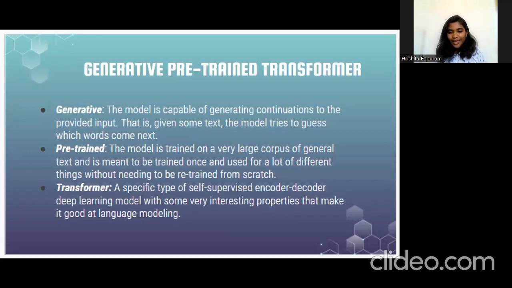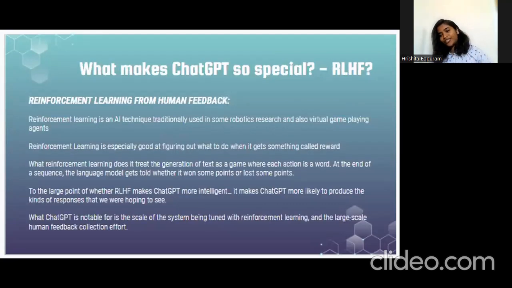be. There's another small thing to ChatGPT that people say makes it very special. It also uses something called reinforcement learning from human feedback. Now, we all have some understanding of what reinforcement learning is, right? If not, it's a kind of machine learning technique where I'm trying to teach.